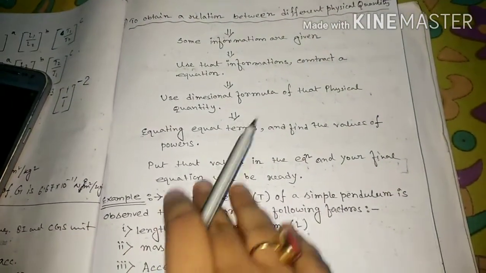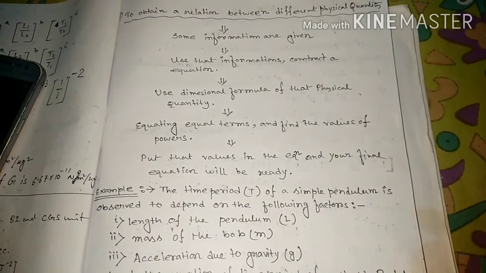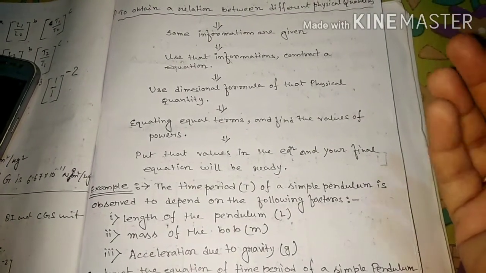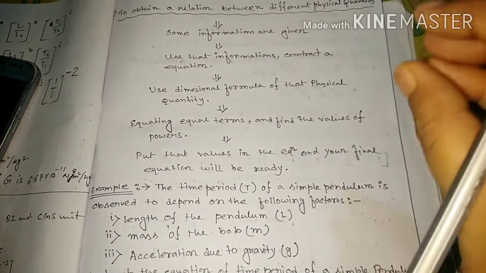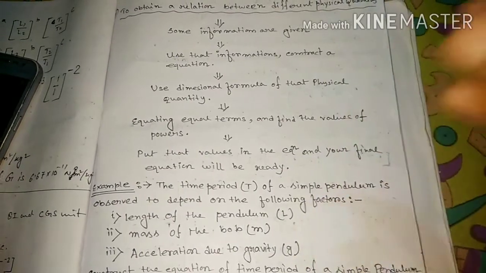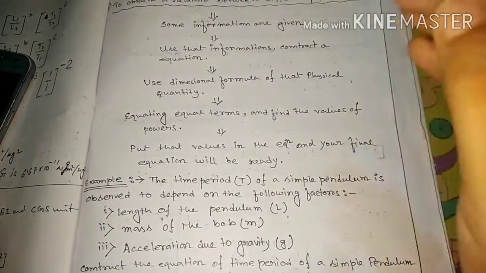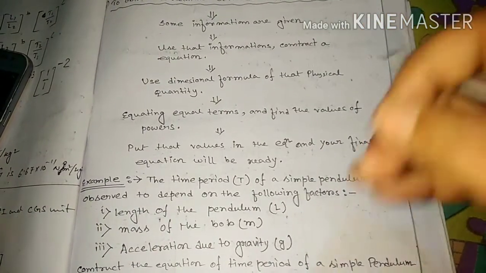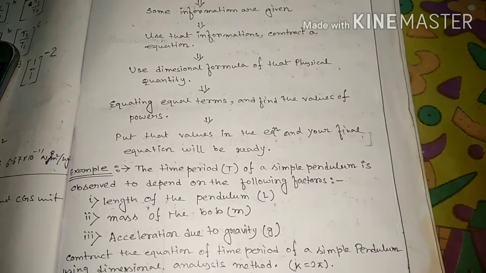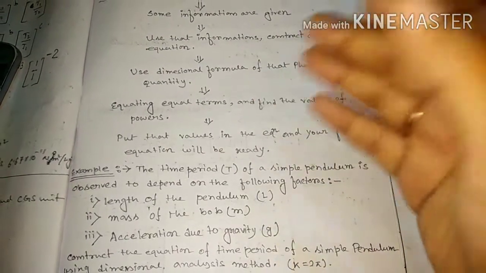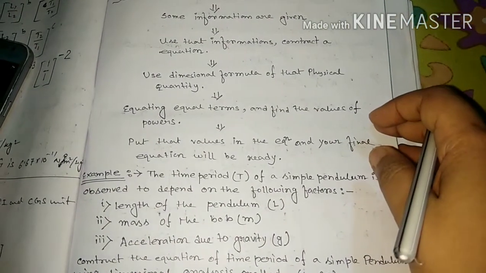That means here some information is given. Suppose you derive a formula for time period T equals 2 pi root over L by g. So T depends on L, T depends on g. That information is given, that T depends on L and is directly proportional to acceleration due to gravity. Now you construct the relation between these quantities using the dimensional formula.